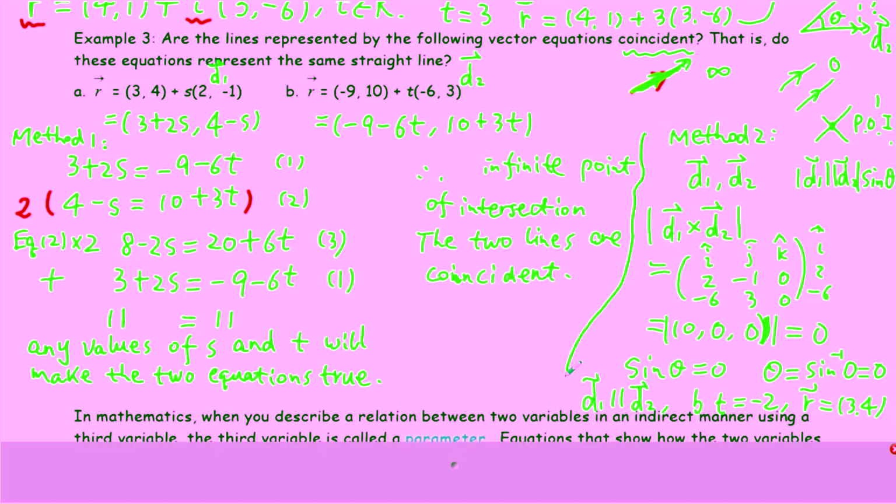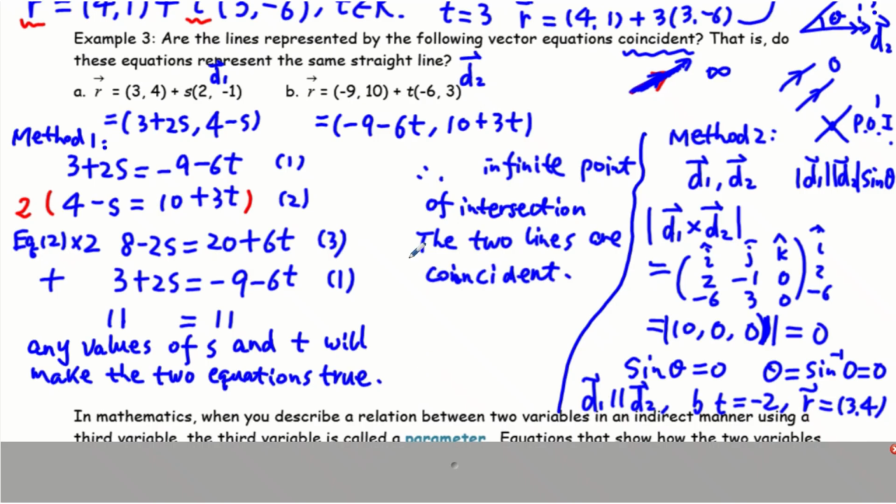So it doesn't matter which method you do, as long as you could prove you have infinite points of intersection, then you have the two lines the same. So the second one we prove they are parallel and also they have one common point. So if they have one common point and are parallel, it will be the same line. This is how we do it.